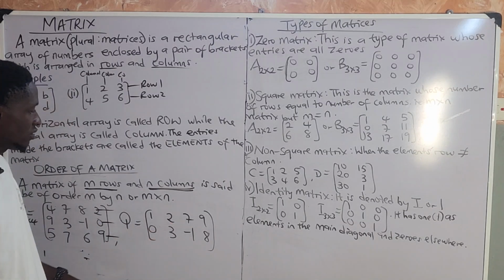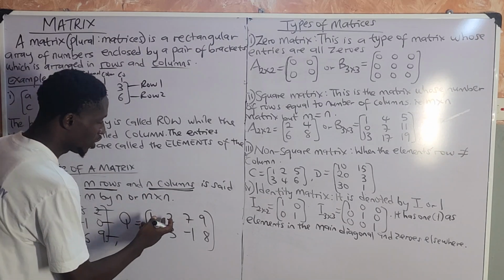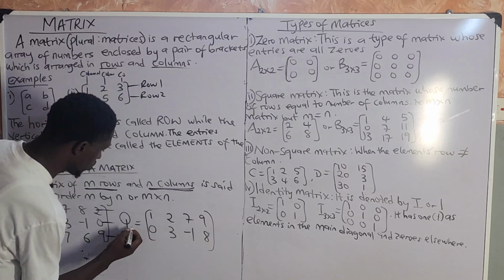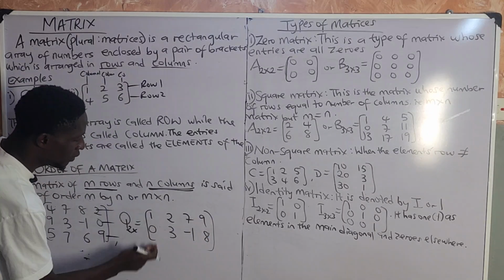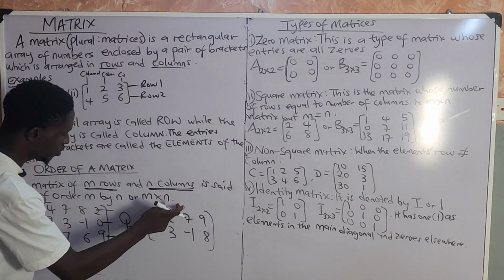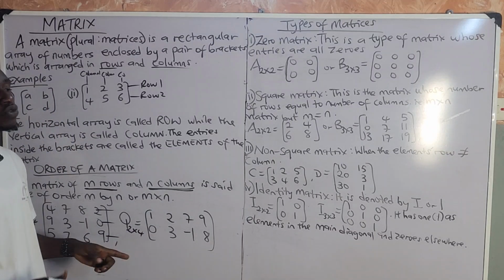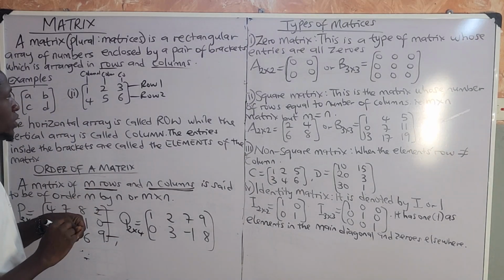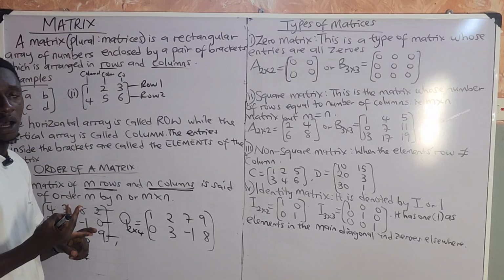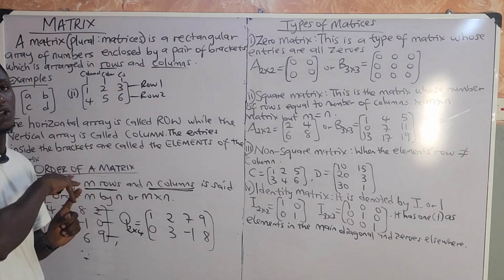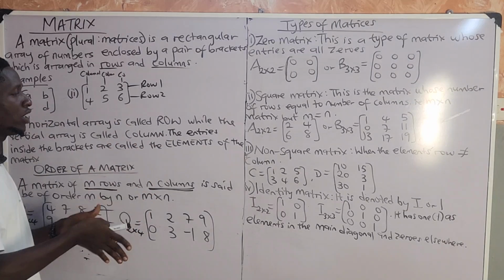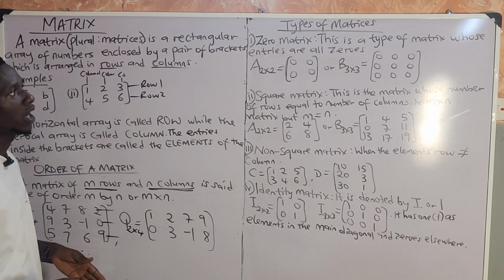Then coming to this place, how many rows are here? 1, 2 rows. So this is 2 by, how many columns are here? 1, 2, 3, 4. So this is a 2 by 4 matrix. For you to be able to understand this topic, you have to know what rows and columns are. The rows are the horizontal arrangement, while the columns are the vertical arrangement.